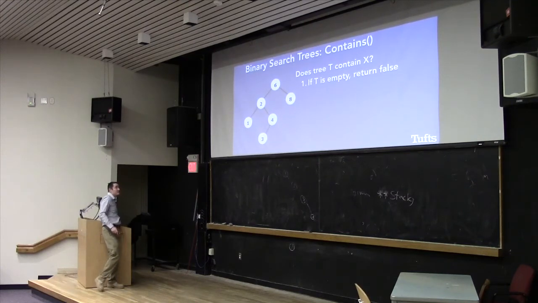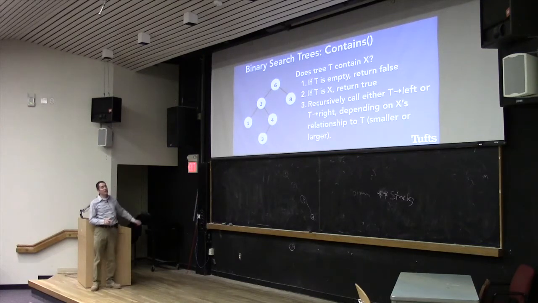If it's empty, return false, because we're going to do this recursively, right? And then if it is the value, return true, because we found it. What we're trying to do is see if the tree contains it, so it's just going to be true or false. And then recursively call either left or right depending on x's relationship to t, if it's smaller or larger.